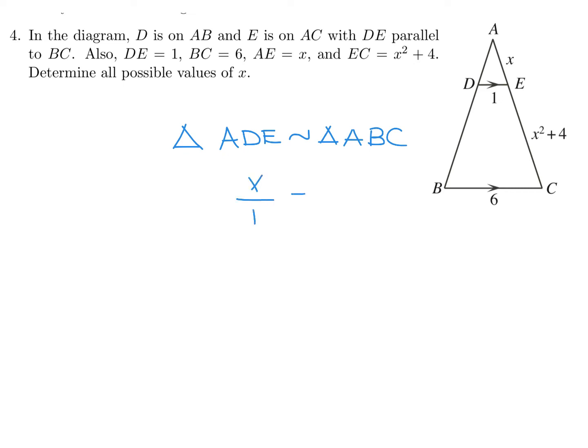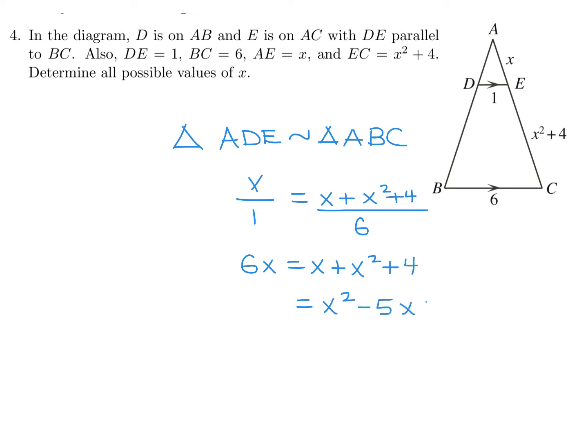So x over 1 would be the equivalent of this side over this side. So that whole side would be x plus x squared plus 4. And the bottom is 6. So there you go. That's the equation that we'd have to solve. Cross multiply and you get 6x is equal to x plus x squared plus 4. Let's put everything on one side. x squared minus 5x plus 4 is equal to 0. And then if we factor this, 4 and 1, both negative, and therefore x is equal to 4 or 1.